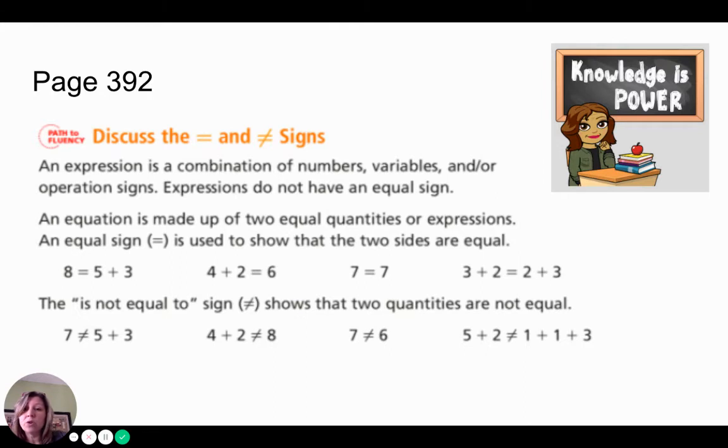All right, so we have some equations here. 8 equals 5 plus 3, 4 plus 2 equals 6, 7 equals 7, 3 plus 2 equals 2 plus 3. If you use the not equal sign, that's an equal sign with a slash through it, it shows two quantities are not equal. 7 is not equal to 5 plus 3. 4 plus 2 is not equal to 8. 7 is not equal to 6. And 5 plus 2 is not equal to 1 plus 1 plus 3. So we got to practice using those signs a little bit.